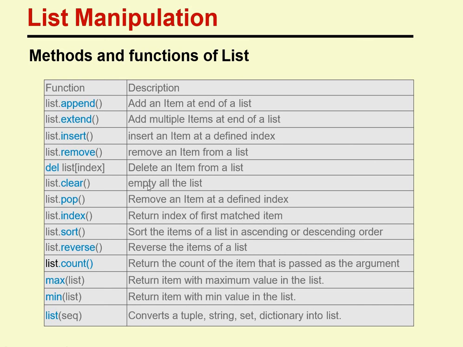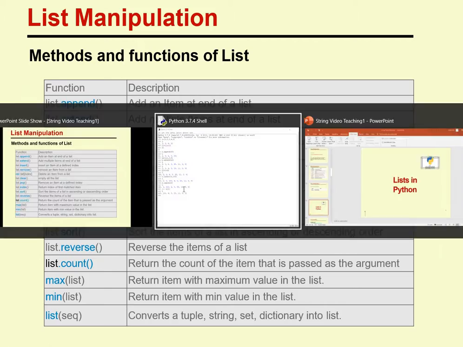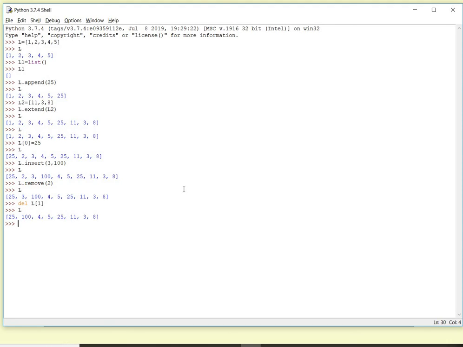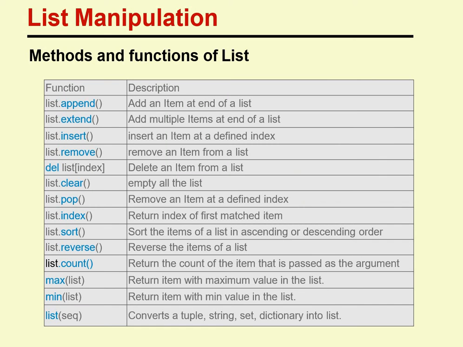Now list.clear will empty all the list. For example, I'm giving a list A equal to 2, 3, 4. And if I'm giving A.clear, and if I'm giving A, now it is coming an empty list. So clear function will clear all the elements in the list. Now pop.